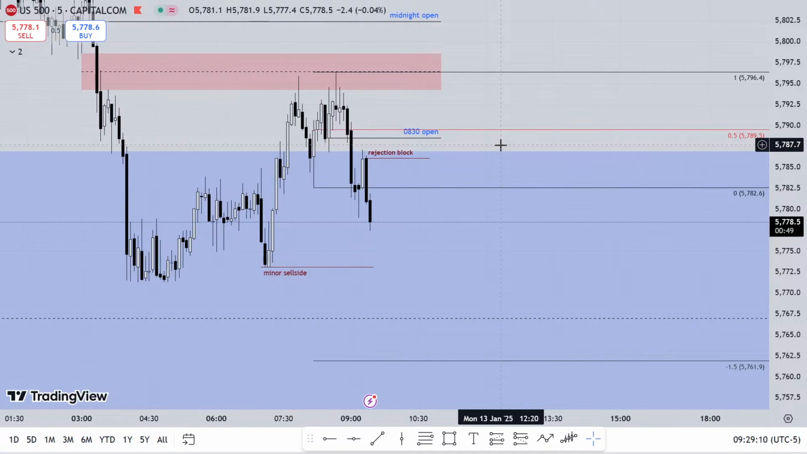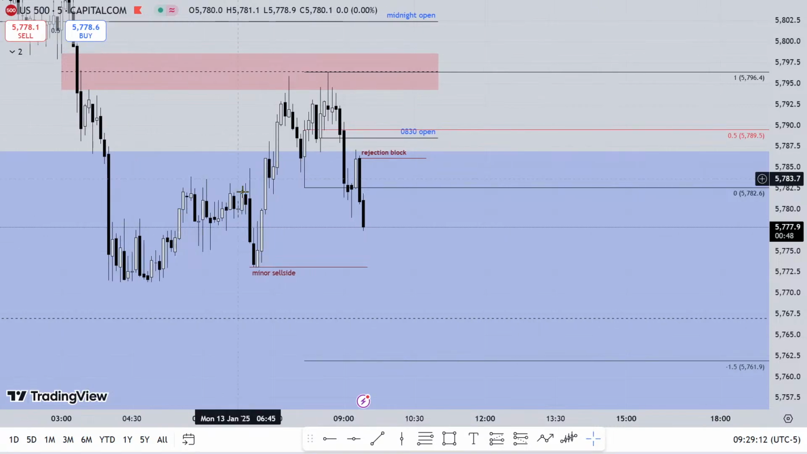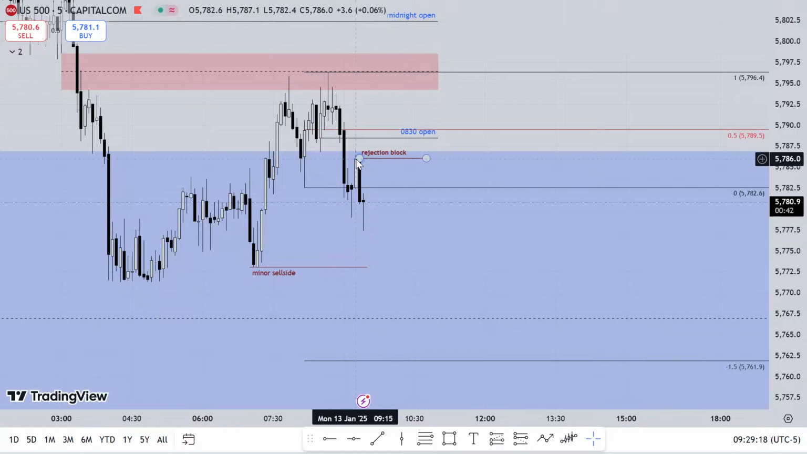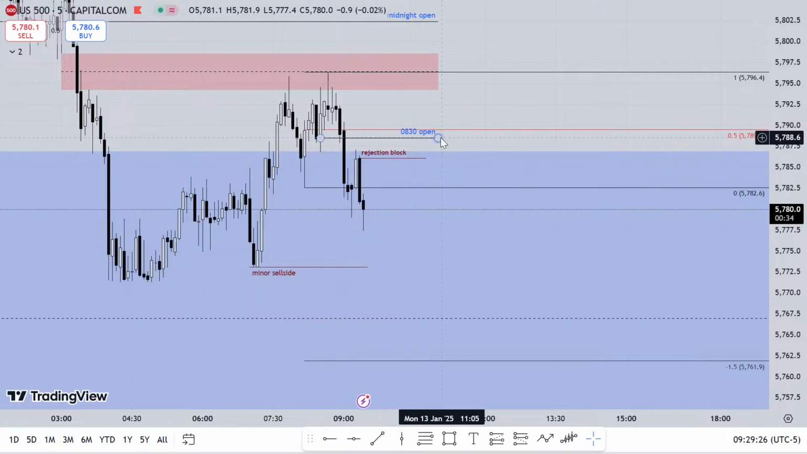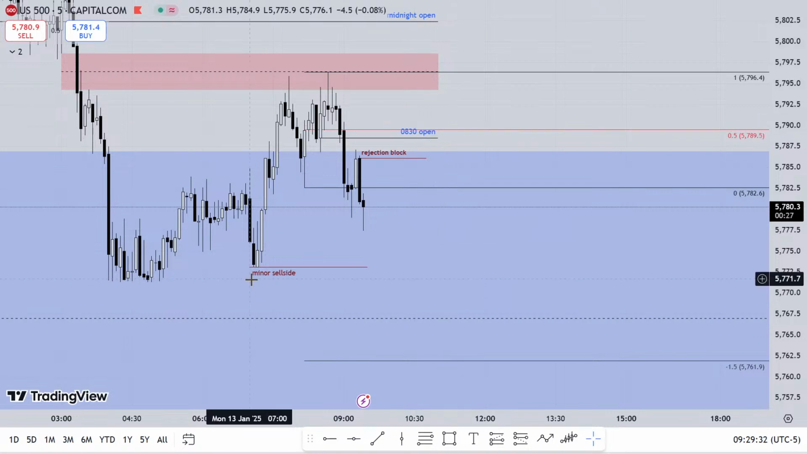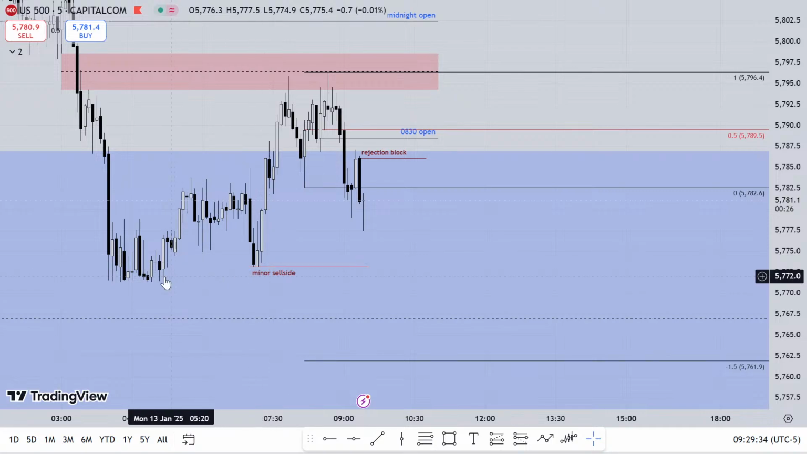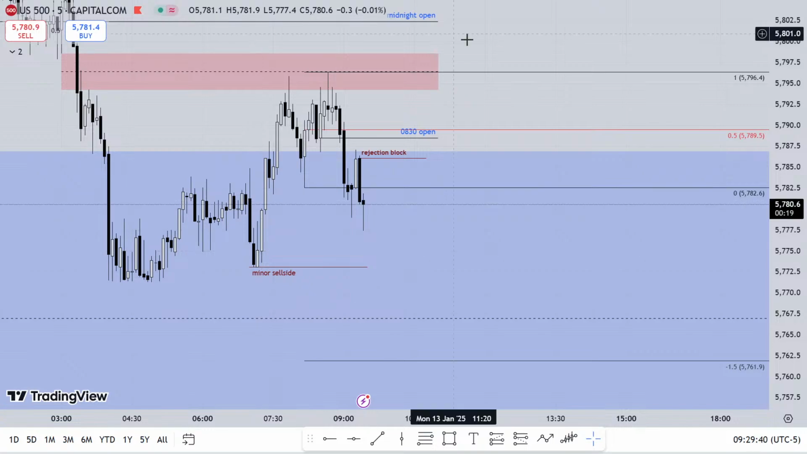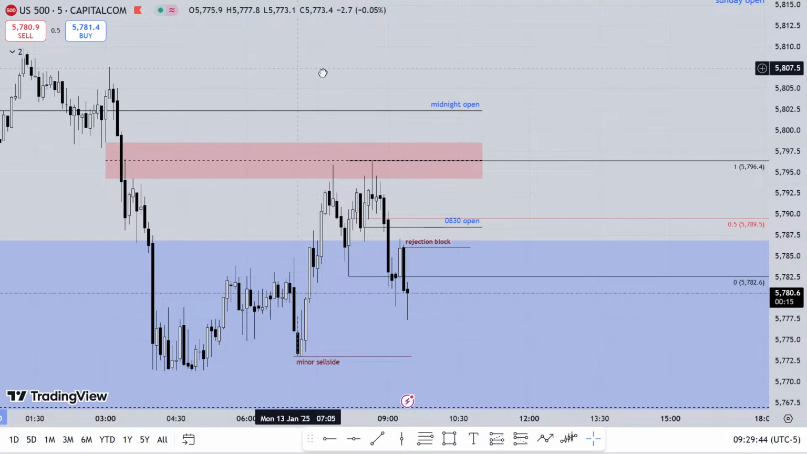Now, if I'm the market maker, what I would do is trade above this high, this candle's high here, trade inside of this imbalance, trade to or around this 830 opening price, and then drop lower for sell side liquidity. After neutralizing these clean lows, then I can drive price higher if I would want to.